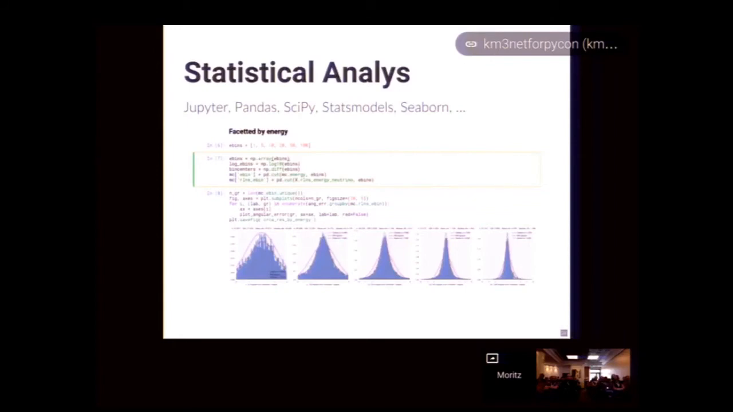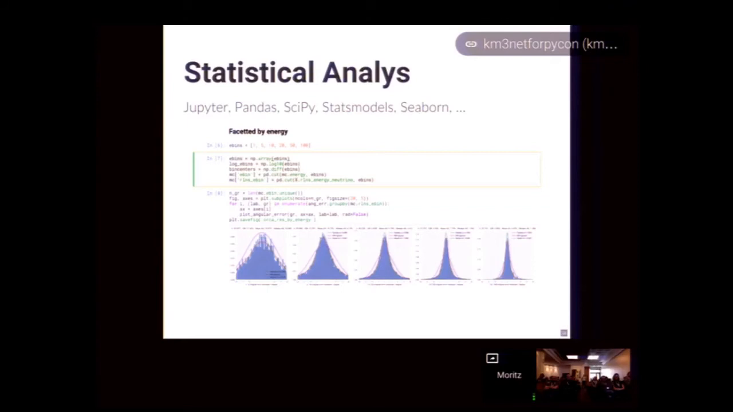So when you've done all this low-level work and you get to the point where you can actually do statistical analysis and actual physics, you can still use the same tools. Especially for this kind of exploratory data analysis work, we're very, very fond of using Jupyter. You do a lot of these one-off analyses where you just want to look at some kind of resolution, for example, here a little look at the angular resolution.